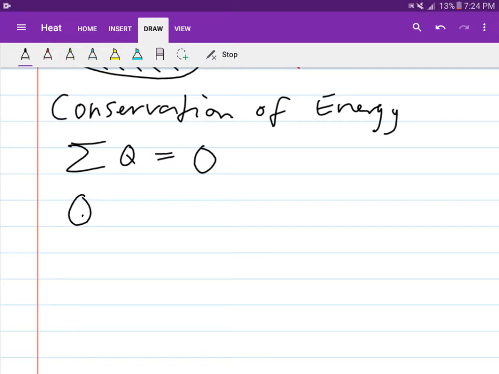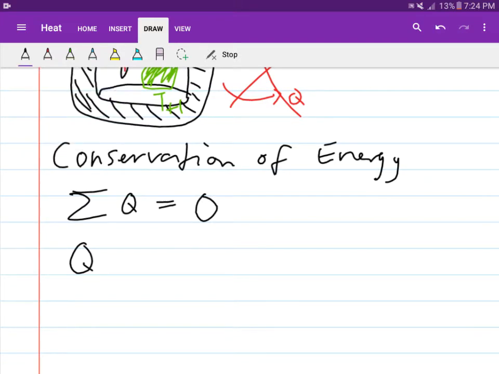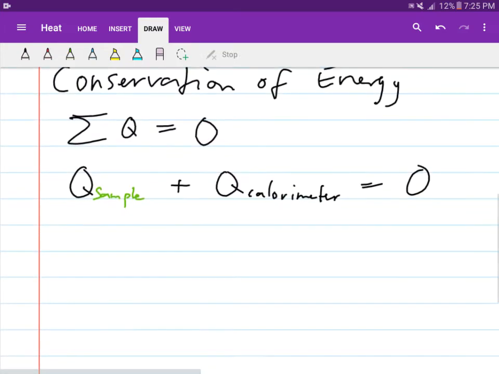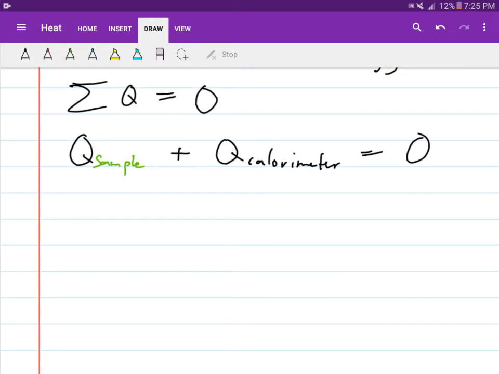So what will happen is that the heat transferred in this specimen, so we will call that Q sample, plus the heat inside the calorimeter must be equal to 0. So this amount of heat is measured by mc delta T.